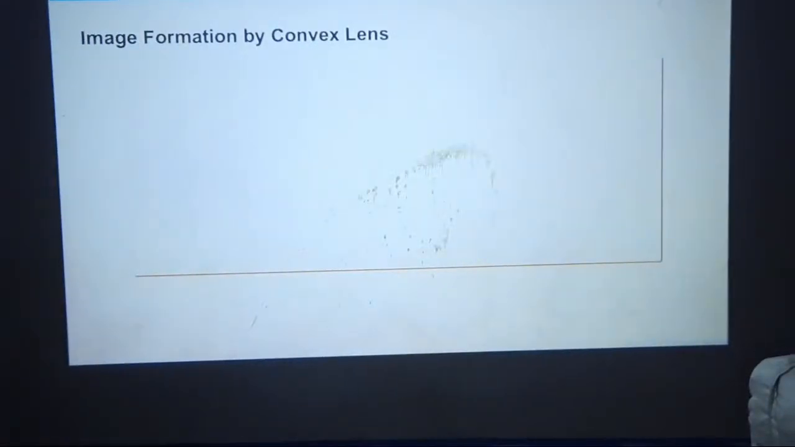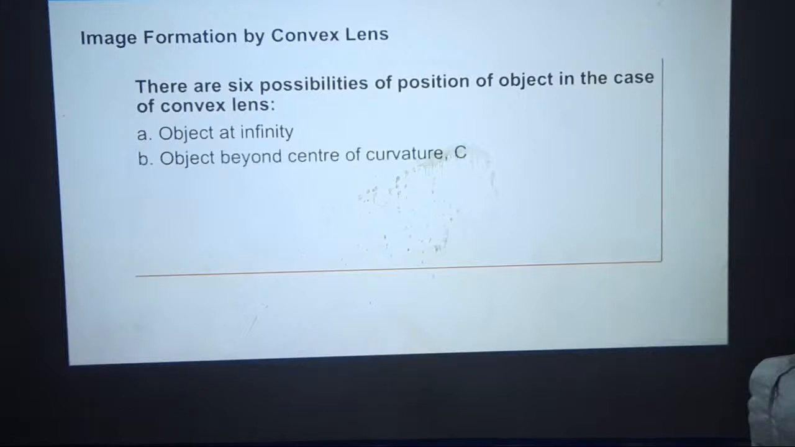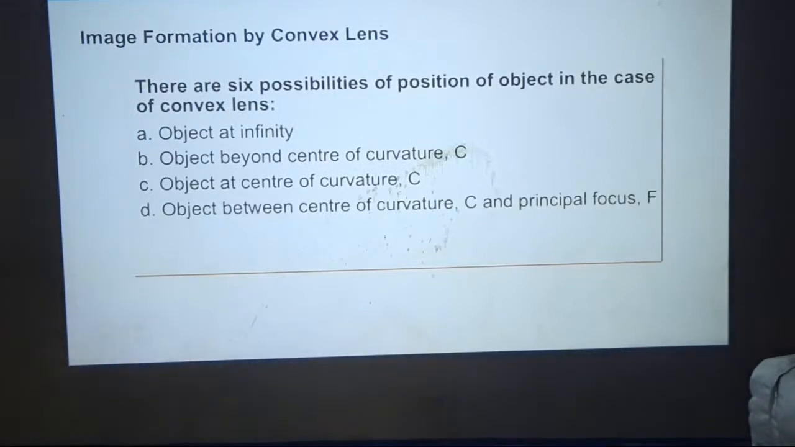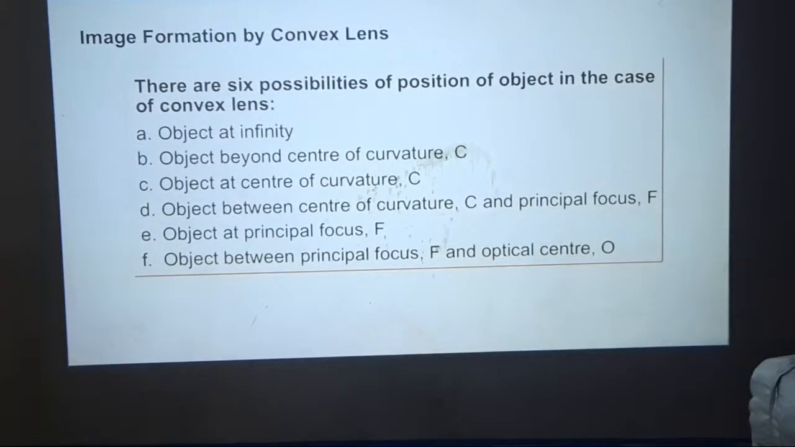Image formation by convex lens. There are 6 possibilities for the position of the object in the case of a convex lens. A. Object at infinity. B. Object beyond center of curvature. C. Object at center of curvature. D. Object between center of curvature C and principal focus F. E. Object at principal focus F. F. Object between principal focus F and optical center O.